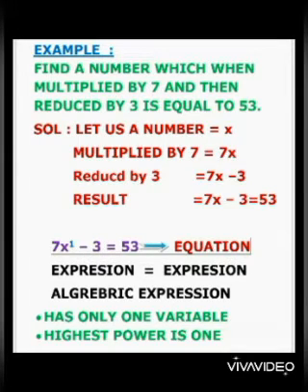In this simple equation, 7x minus 3 is one expression, and 53 is another expression. When two expressions are equated, we call it an algebraic equation, which includes variables and constants. This equation has only one variable x, isn't it? And what is the highest power of x there? Yes, the highest power of x is 1.